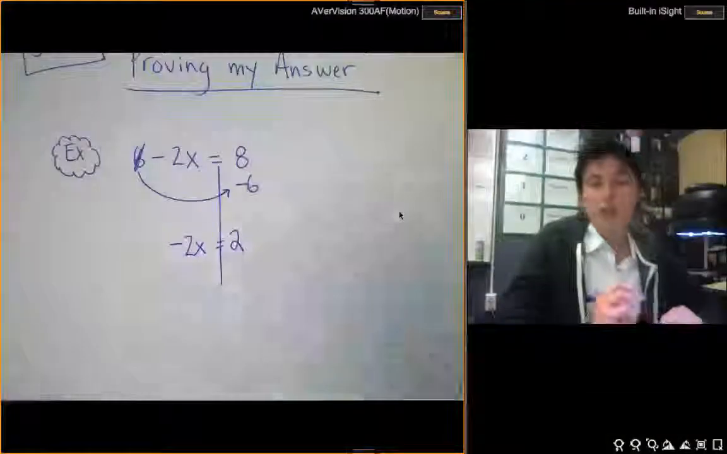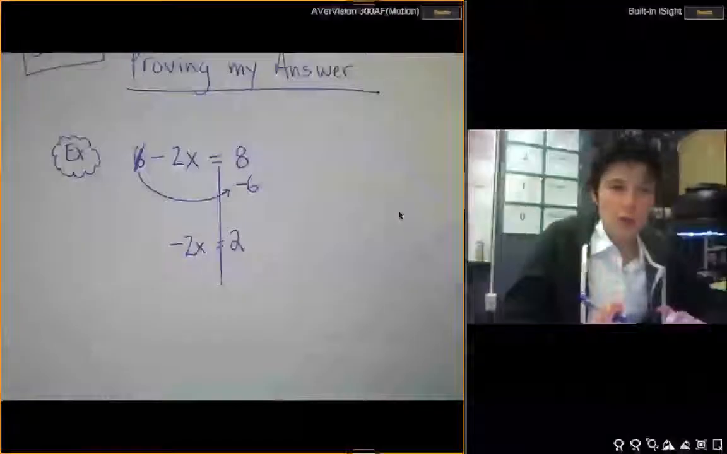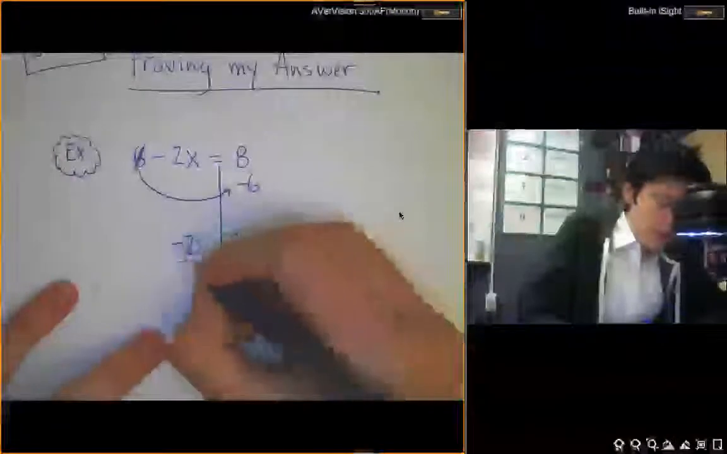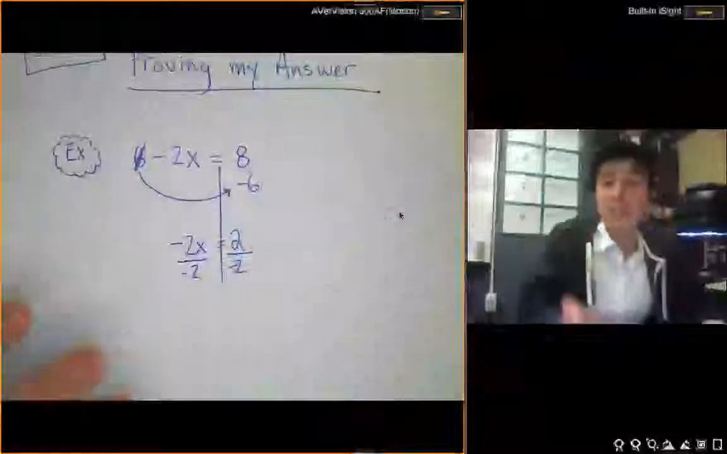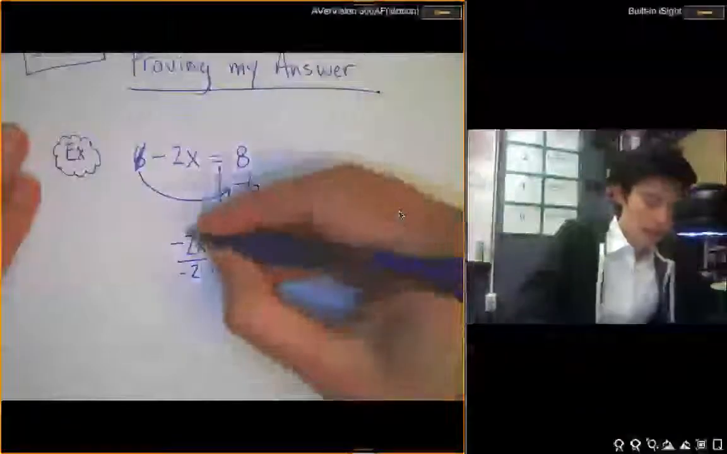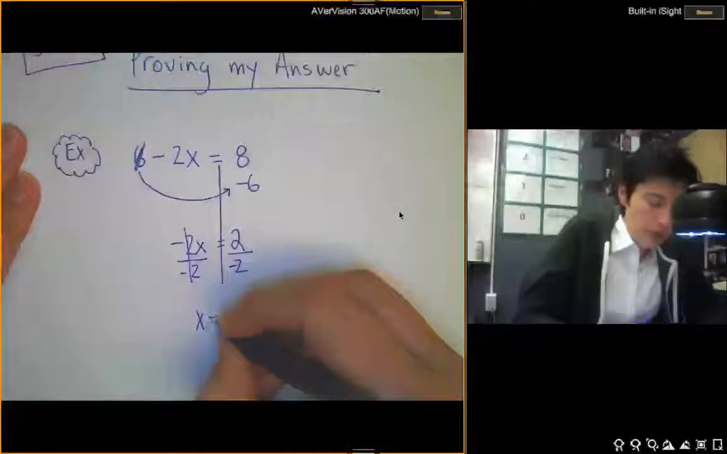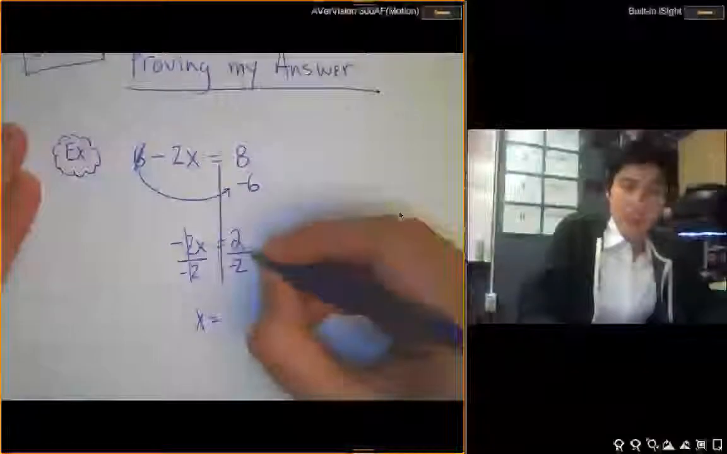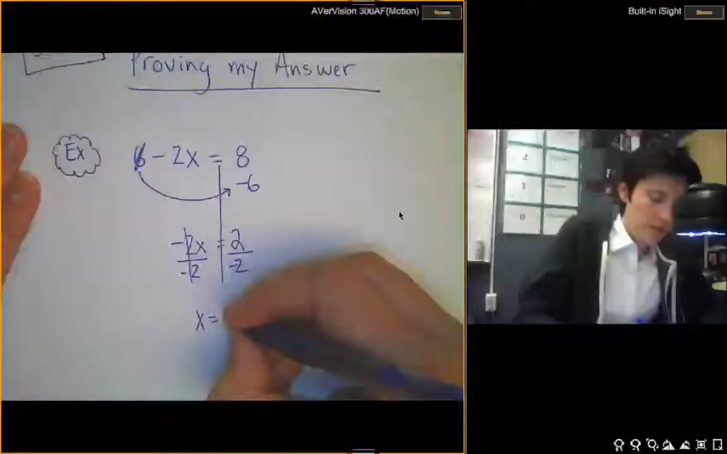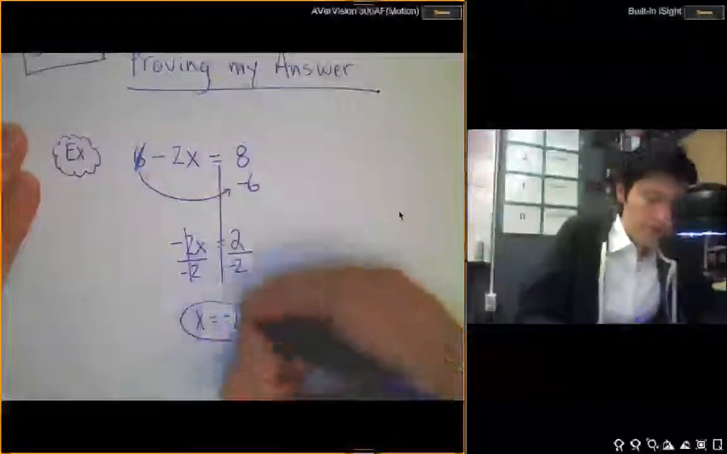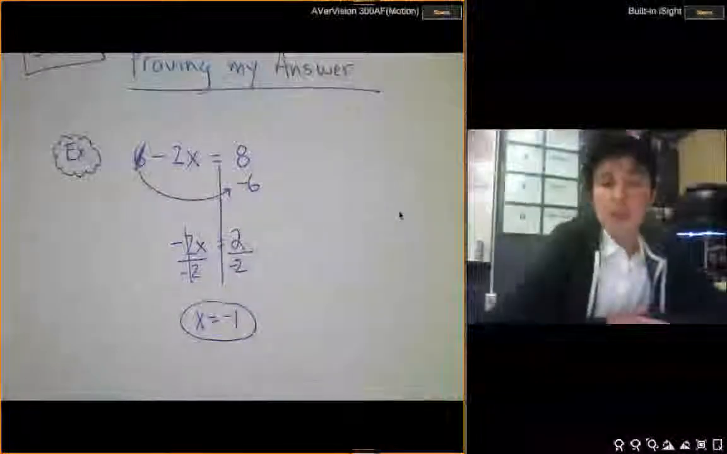And then I'm going to divide this up into two groups. So divide by 2 and divide by 2. And because it's a negative 2, I'm going to divide by negative 2. So I can get rid of all of that. So x is going to equal 2 divided by 2 is 1. And a positive divided by a negative is a negative. So x equals negative 1. There's my answer. And that is well done.